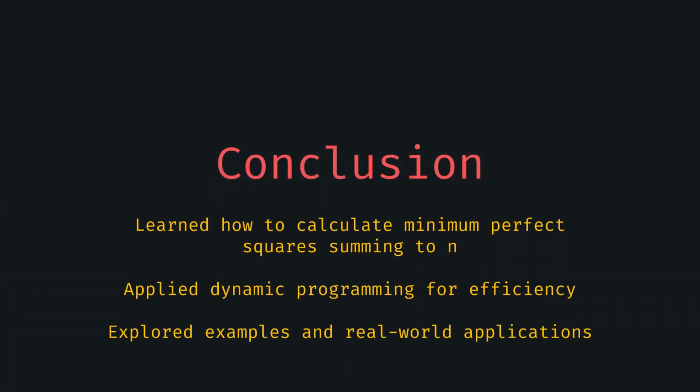To conclude, we've learned how to find the smallest number of perfect squares that sum to a given number. Using dynamic programming, we can solve this efficiently for any number. We've also seen real-world applications from puzzles to optimization problems. This is a classic example of how breaking a problem into smaller pieces makes coding easier and more powerful.